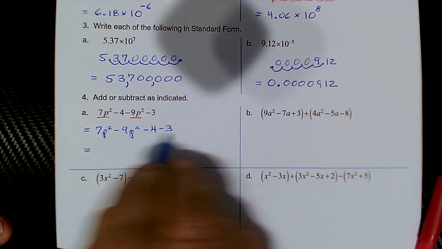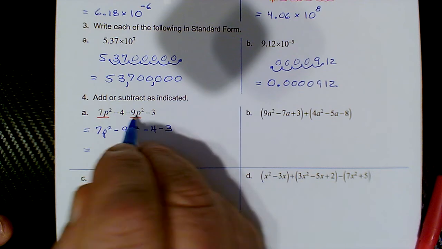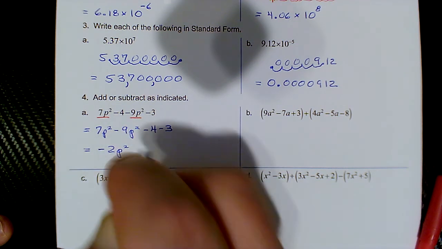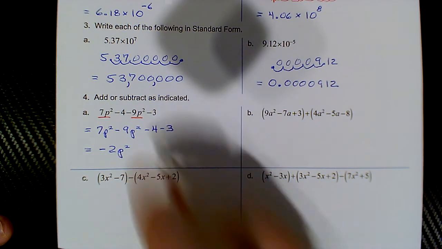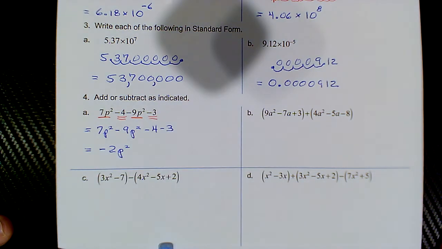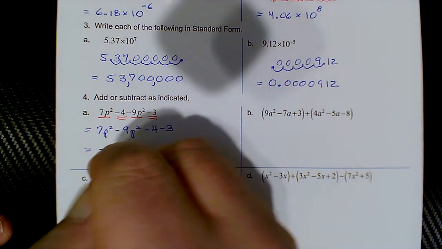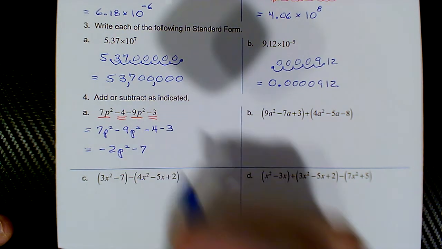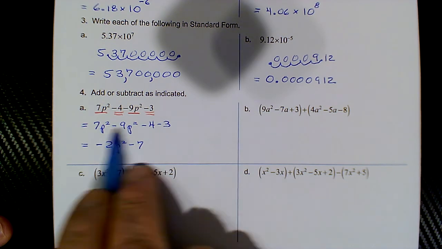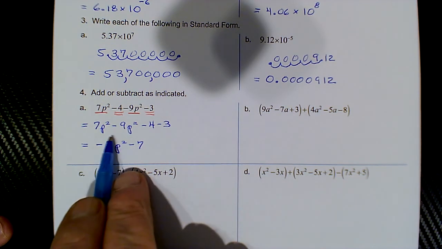7p squared minus 9p squared is minus 2p squared. And then a negative 4 combined with a negative 3 gives us a negative 7. So in the future I'll be doing it that way rather than the grouping. But if you feel you need to group, by all means group.